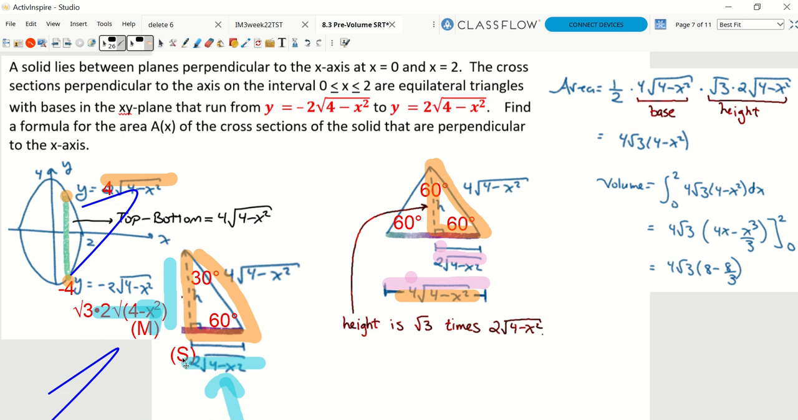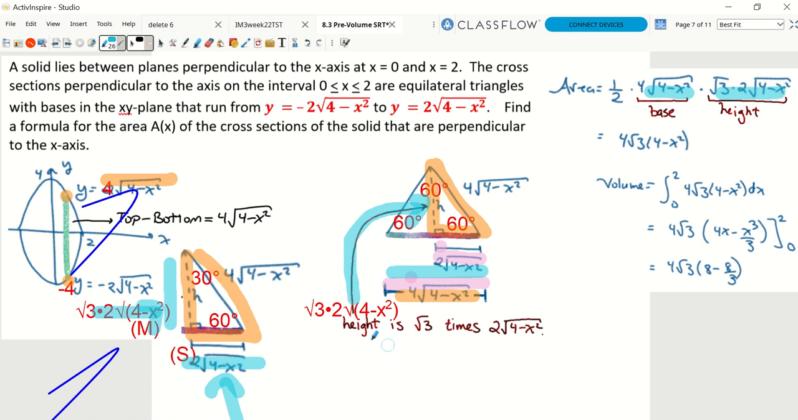Does that make sense? So this is our height now. This is your height. That's the height of the triangle, at this arrow here. So this is the height. Boom. And this is your big base over here of the whole triangle.